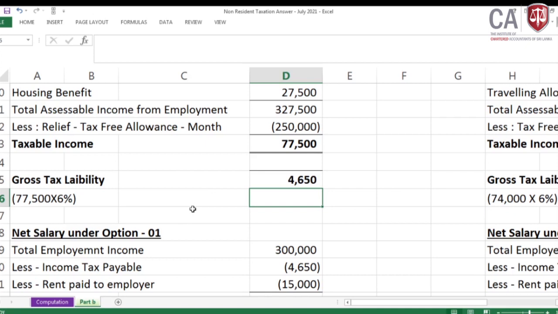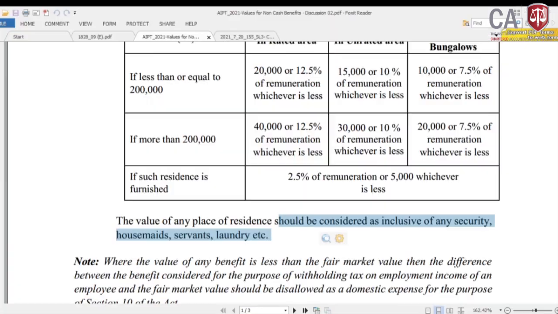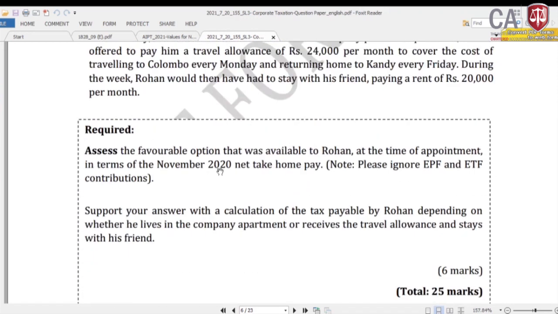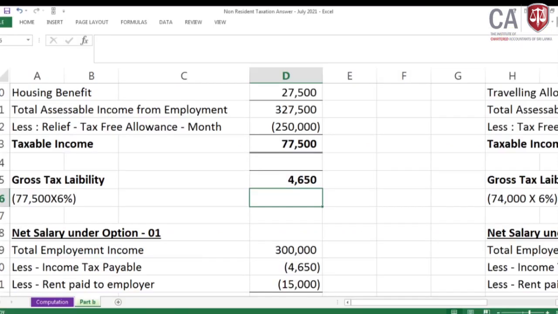No, it's very clearly given in the question. You need to compare the amount of take home. It's very clearly given in terms of the November 2020 net take home pay. We need to look at the amount he takes home. That's the key decision factor for us.